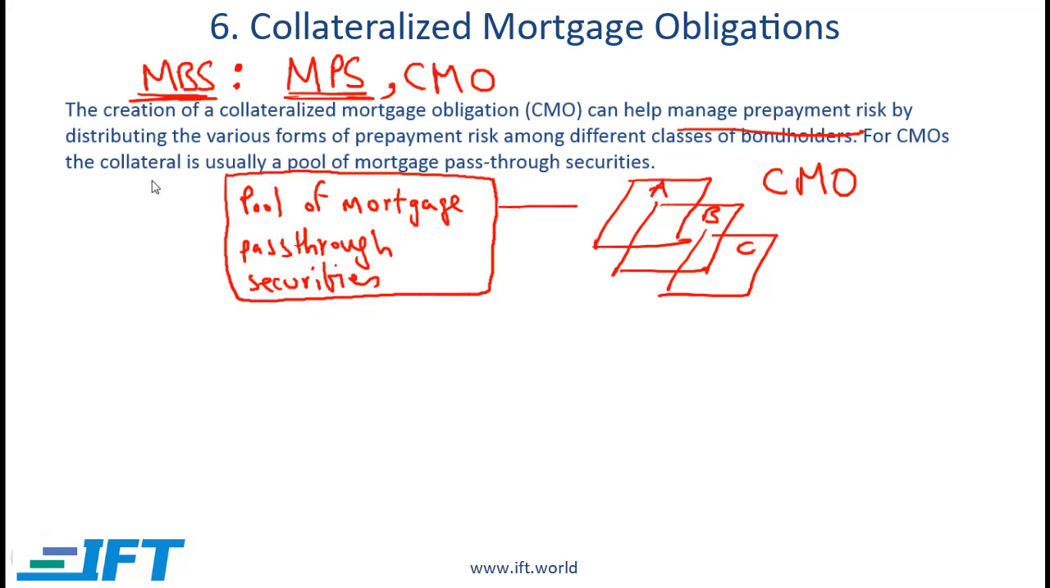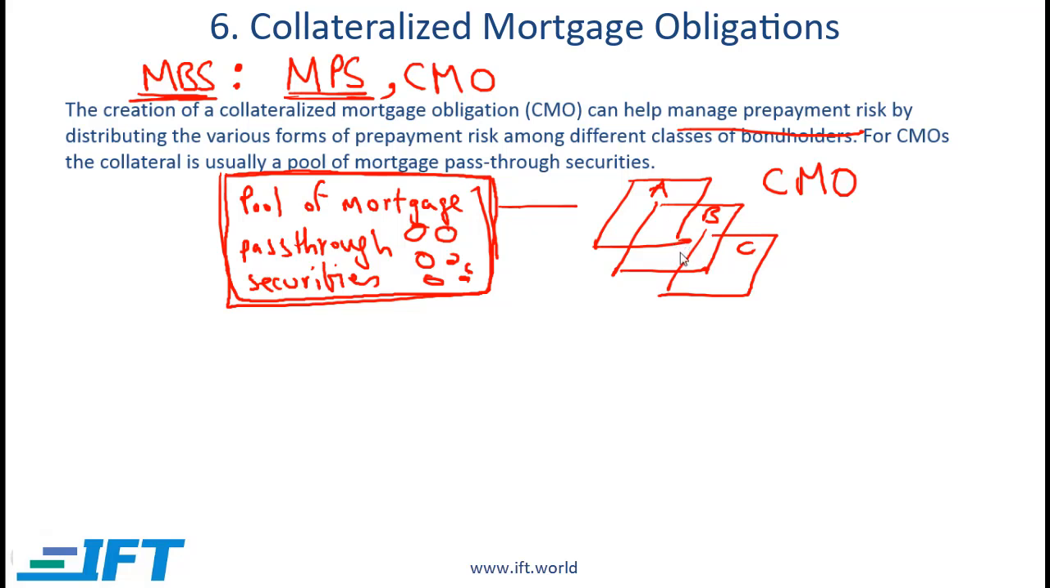For CMOs, the collateral is usually a pool of mortgage pass-through securities. So this is the first major point, that here our pool or our securitized assets are not mortgage loans, but they are actually mortgage pass-through securities. So this is the pool of mortgage pass-through securities, and based on this pool, we create multiple bond classes or multiple tranches, and prepayment risk is distributed across these tranches. Over the next few slides, we look at how this distribution of prepayment risk takes place.